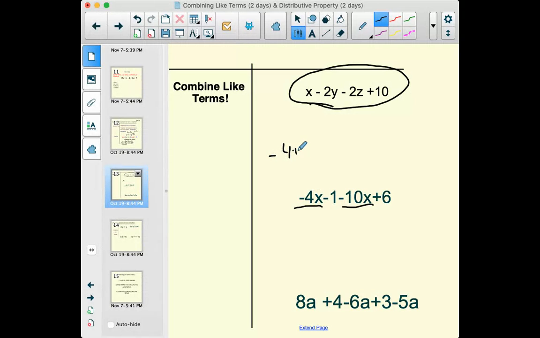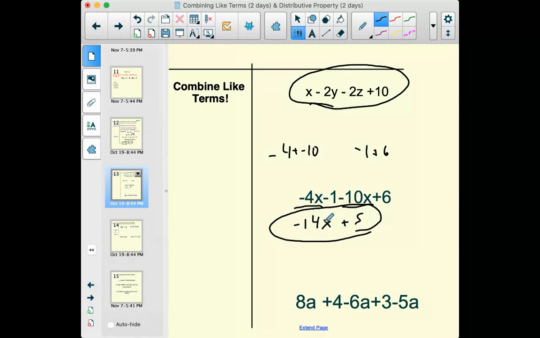So I have negative 4x and negative 10x. If I add those together, negative 4 plus negative 10, it's a negative plus a negative. Hopefully you remember that gives me a bigger negative. So I get negative 14x. Okay, there are my x terms together. For my constants, I have negative 1 and positive 6. So negative 1 plus 6, remembering those rules, is 5. So negative 14x plus 5 is my answer here.